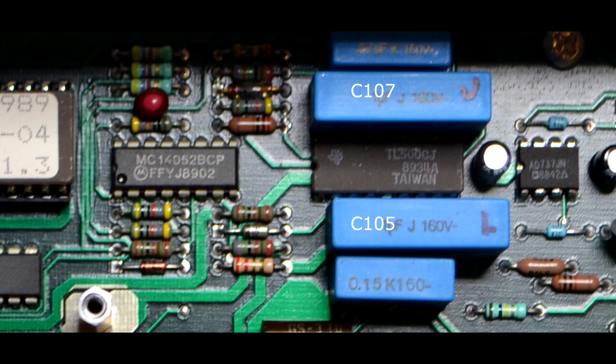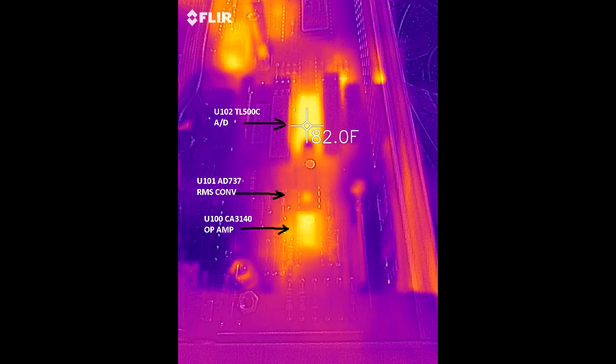I suspected they were affected by heat from the A to D and took this thermogram. The caps are on either side of the A to D. Replacing these caps had no effect on the failure.